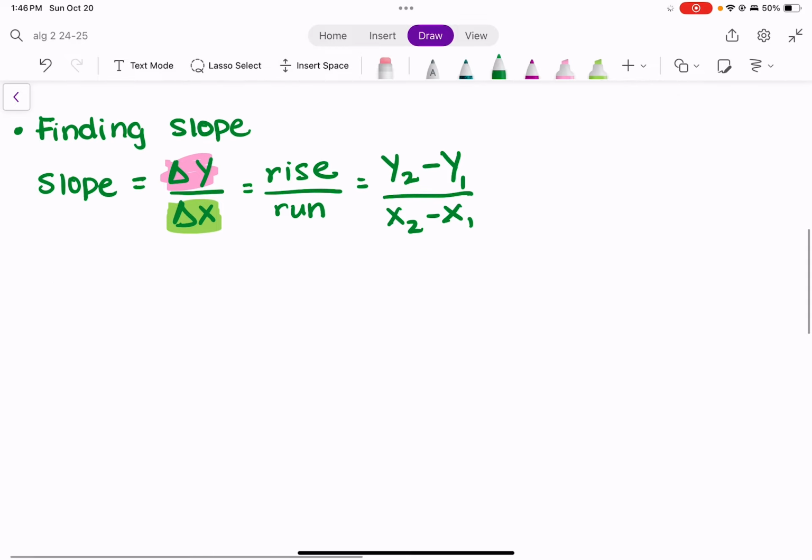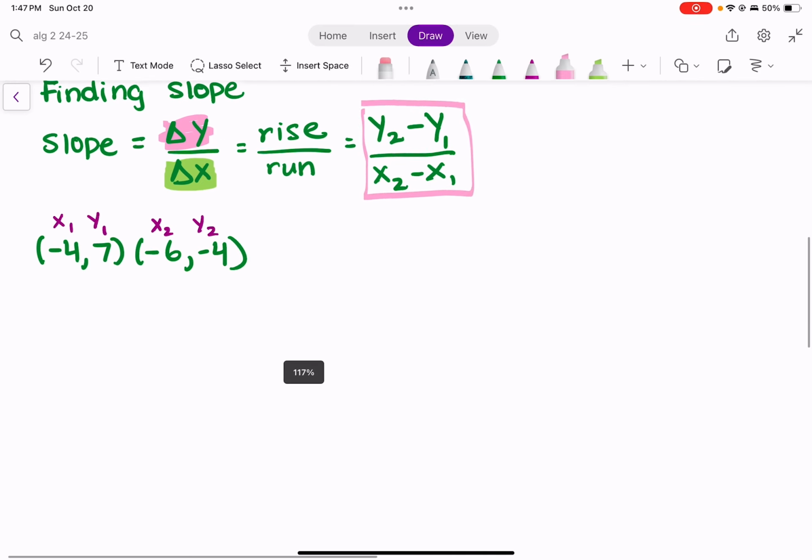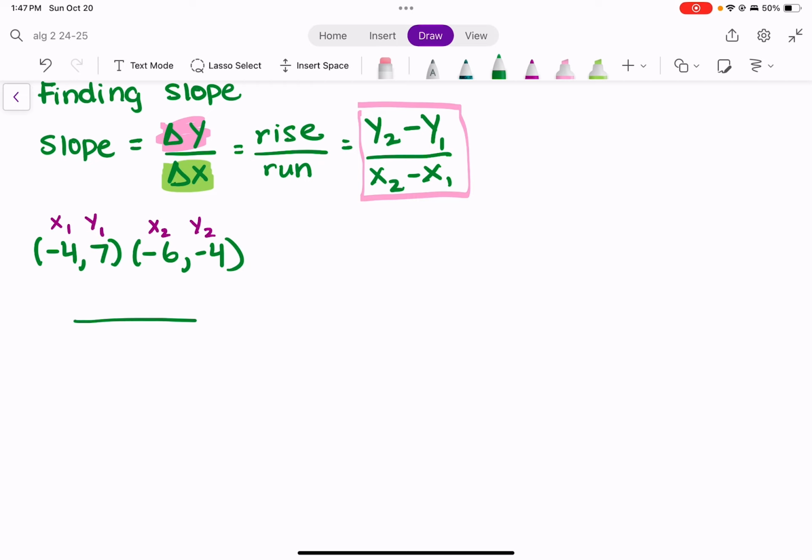So let's say I was given 2 points. I was given (-4, 7), and I was given (-6, -4). Now, if you're a formula person, just label your points. So the first point is x1, y1, and the second point is x2, y2, and you can just go ahead and plug it into this formula. Okay, so if you're a formula person, do that. If you're a more visual person like me, I like to make just a little table. So I have my XY table, and I'm going to write my 2 points on it.